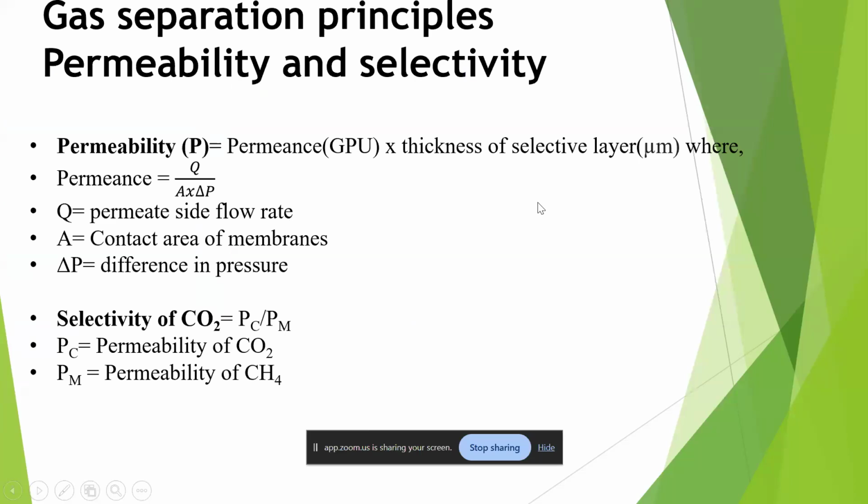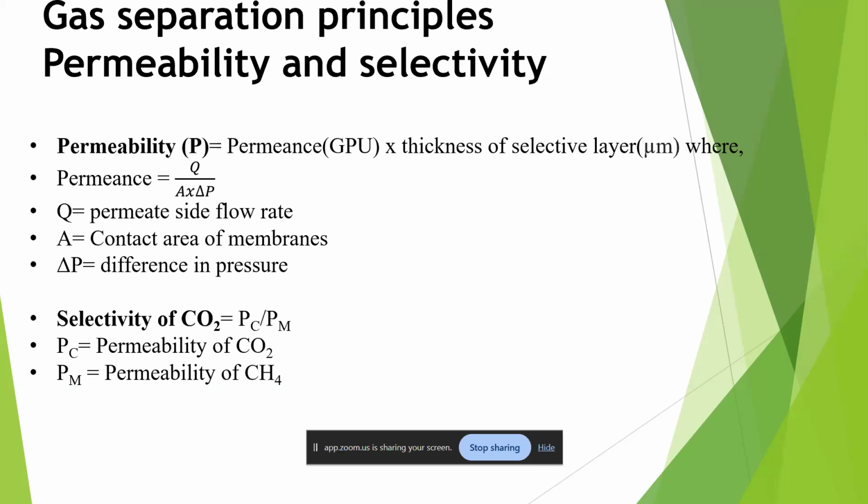The permeance is the amount of gas which can pass through, and selectivity is the selective transport of the gas. For example, through a membrane, if the passage is happening at a higher rate, but the purity of the separated gas is very low, we can say that the selectivity is very low and the permeability is very high. So there is always a problem.